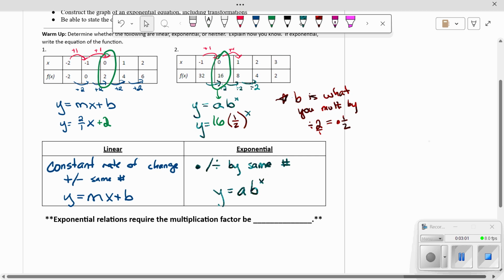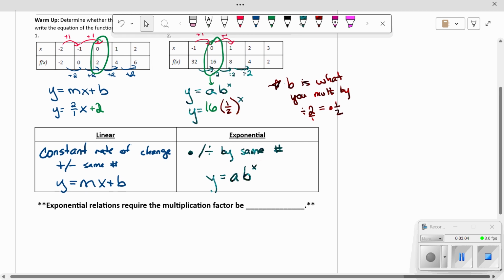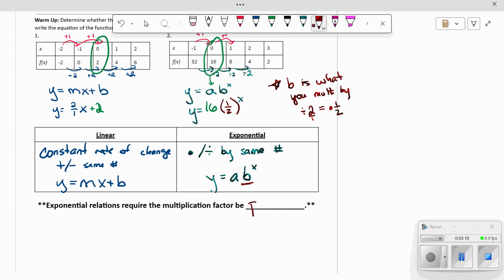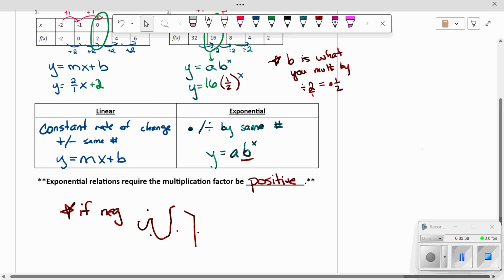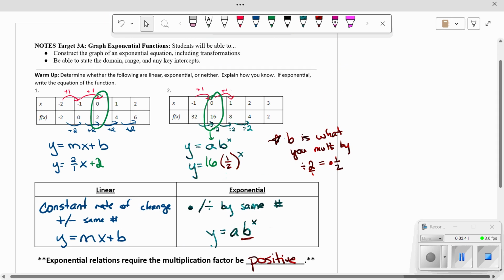Now, an important thing about your exponential functions, this b factor is what you multiply by, but it has to be positive. If it was negative, then your graph would go absolutely insane. It zigzags all over the place. Oh, and my zigzags are getting deleted. Negative does not look exponential. It cannot be negative. And if it was 0, you just have the graph of a straight line. That's definitely not exponential either. So it has to be positive.